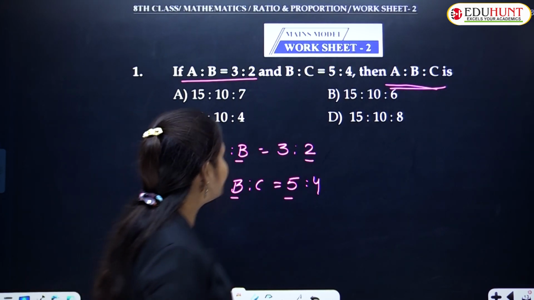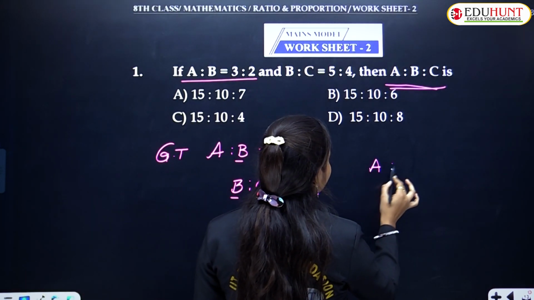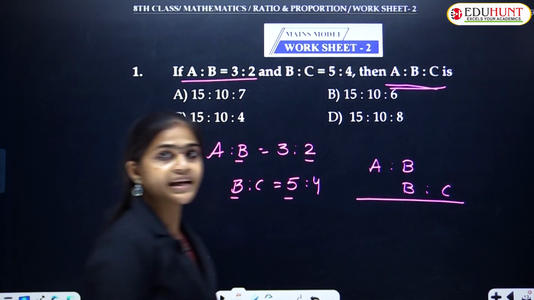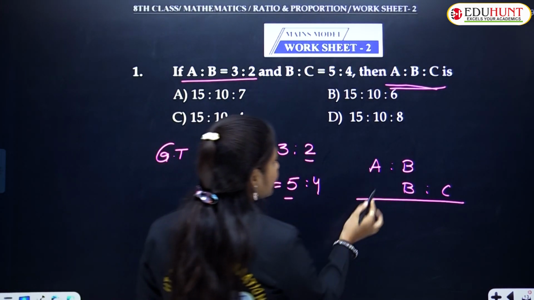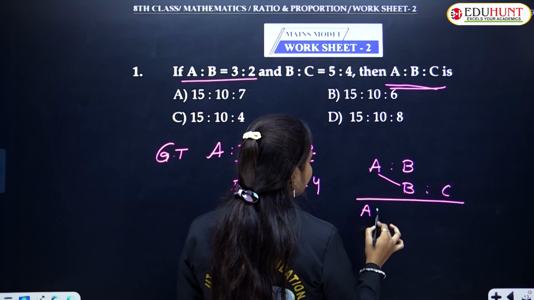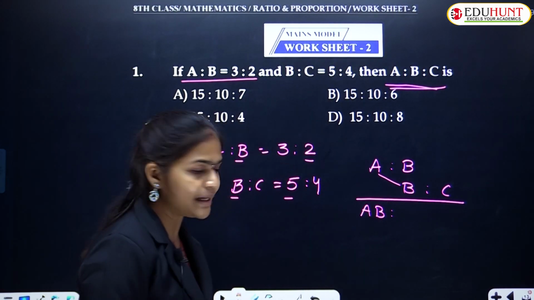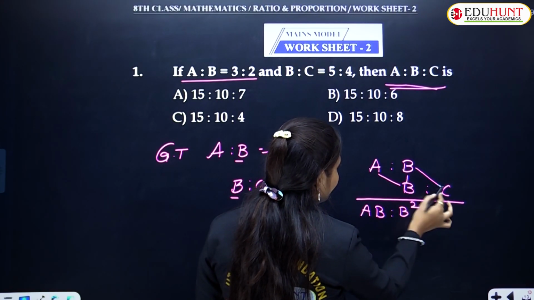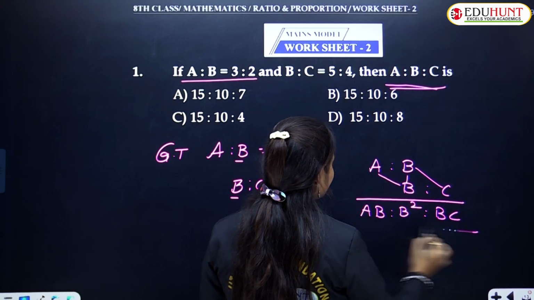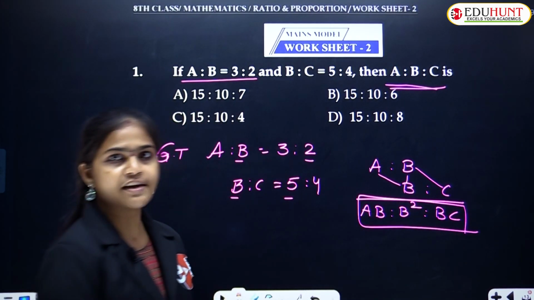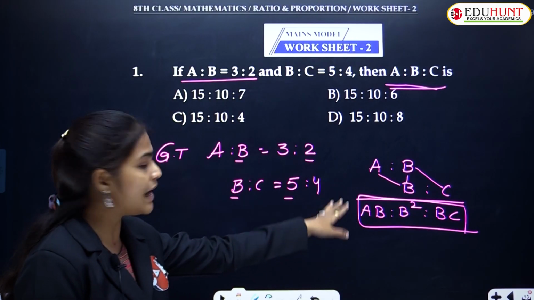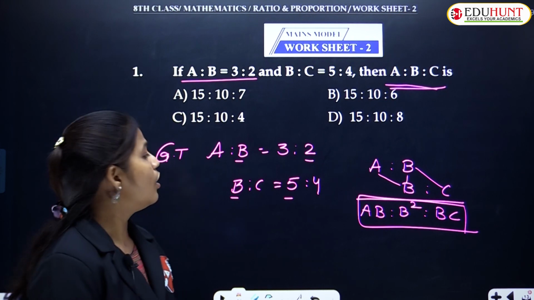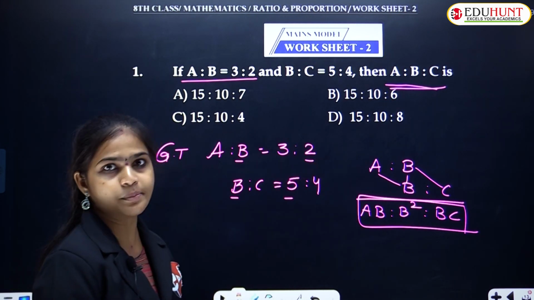One of the methods is this: we have A is to B and B is to C, which means we have to take the product. A into B is AB. Next, B into B, that is B square, is to B into C, that is BC. This is the formula to combine A is to B and B is to C to make A is to B is to C. Or else, if you forget this formula, it is better to go for that method.